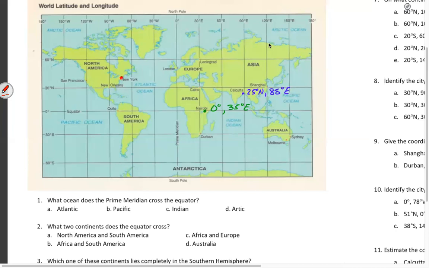Cool. Louis, what are the coordinates of New York, which is right there? 45 north. I think that's a little overestimate. I'm going to say 40. 70 west. I'm going to overrule you there. We're going to say 40 degrees. And what did you say? 70 west. I'm cool with 70 west.